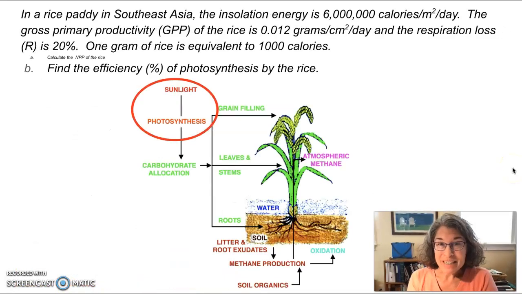All right, we're ready now to move on to part B of the problem. So our original stem of the question is still here. This is asking us to find the efficiency in percent of photosynthesis by the rice. This is how efficient the rice plant right here is at capturing the sunlight and using the process of photosynthesis to turn it into carbohydrates. So now we're looking at this part of what the plant is doing here.